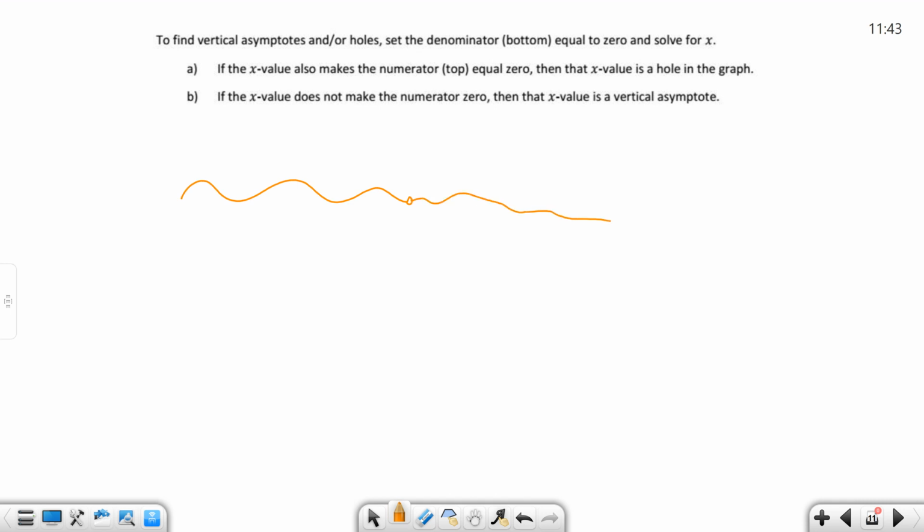One of the things about technology is it doesn't show this really well. Now, some of the newer things may, that I'm not familiar with, but a lot of graphing calculators, it doesn't look like a hole's there. It just bebops along, and because of the resolution, you can't tell it's there. But there's a hole, okay? The way you find vertical asymptotes and holes is set the denominator, the bottom, equal to zero, and solve for x. If the x value also makes the top, the numerator, zero, then that x value is a hole. So whenever you find everything that makes the bottom zero, it either makes the top zero or it doesn't.